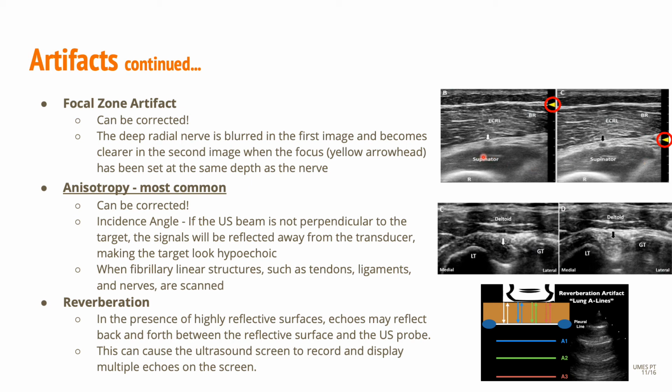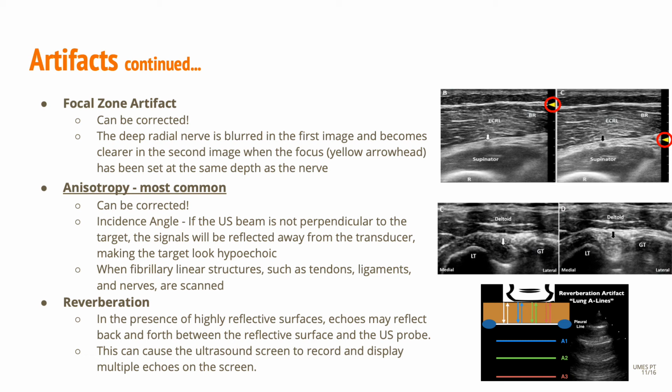So you can see in this image it's a little bit blurry, and that's because the arrowhead is pointing all the way up here. But in the second image, the arrowhead is at the same depth as the nerve. This is very important when you're looking at an image. You want to make sure that the arrowhead is at the same depth as your target structure.